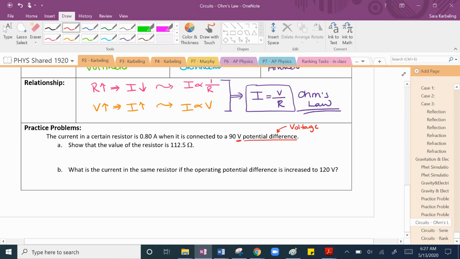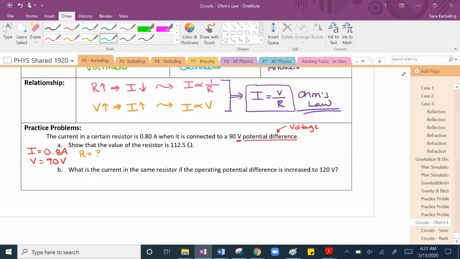So I'm going to go ahead and be a good kid and write down my GUESS method. So I've got the current, that's I, in my resistor is 0.8 amps. And I know that my voltage is 90 volts. It says show that, so that's being really kind, right? It's telling you what it should be, but show that the resistance is 112.5 ohms. So I'm just going to solve for resistance and hope that we get that, okay?